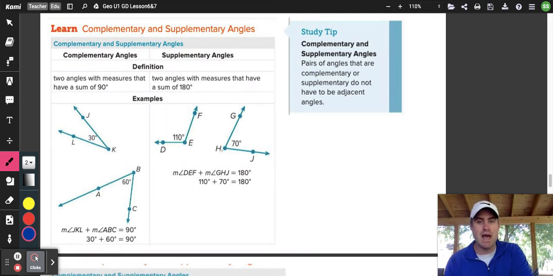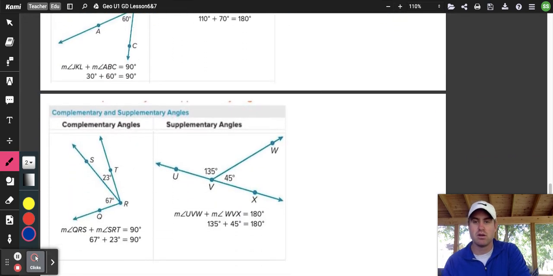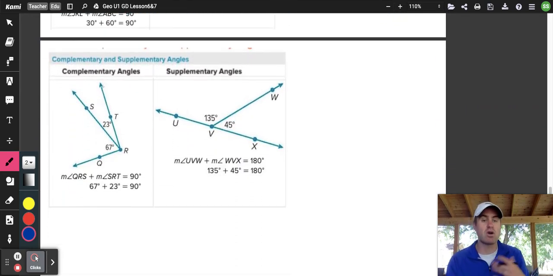E and H here are supplementary, but not linear pairs. K and B here are complementary. Looking here, these are now complementary angles that have a common side. On the right here, these supplementary angles, UVW and WVX, are a linear pair because they are both adjacent and supplementary.